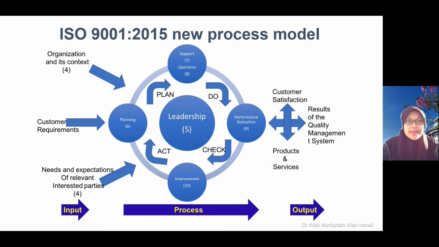Okay, we have organization and its context, customer requirements, needs and expectation of interested parties. So that one is input. So customer requirements, coffee macam mana customer nak. So that one is customer requirements. Fall under input. Need and expectation from interested parties. Interested parties ni contoh supplier. Apa requirement daripada supplier? Supplier coffee lah contoh. Supplier raw materials. Okay, apa expectation dia? Okay, you need to fulfill all those things juga.